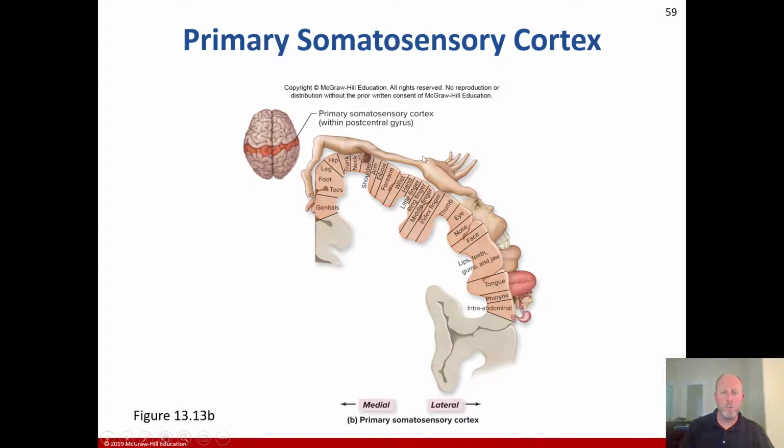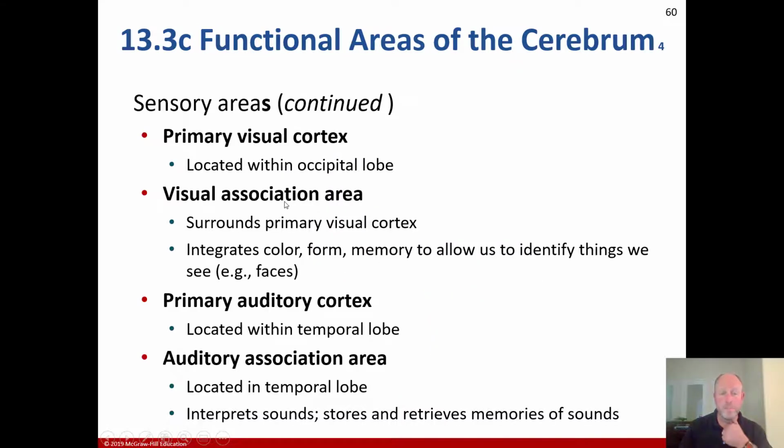You can see how much more proportionally is spent for the areas of the face and basically structures of feel for that region and the hands once again. Now sensory is continued for the cerebrum.